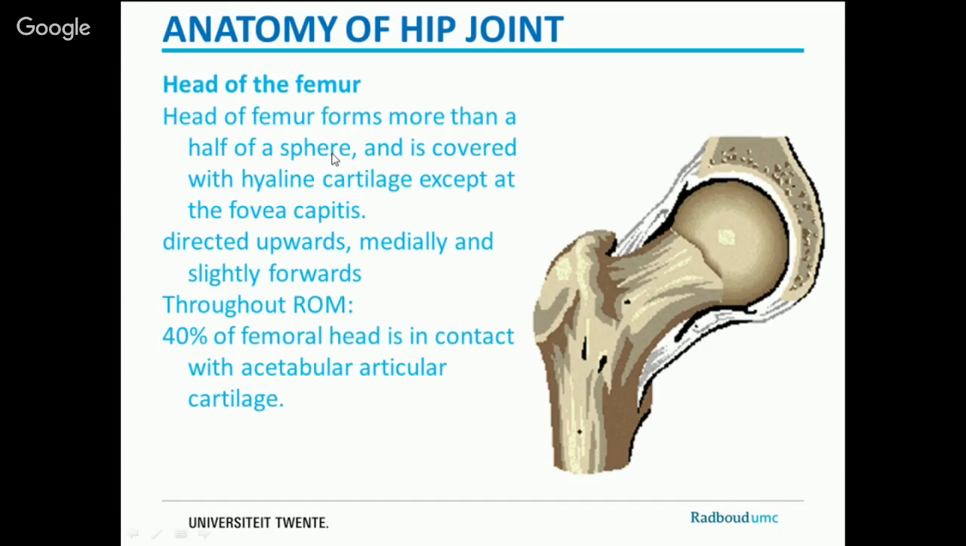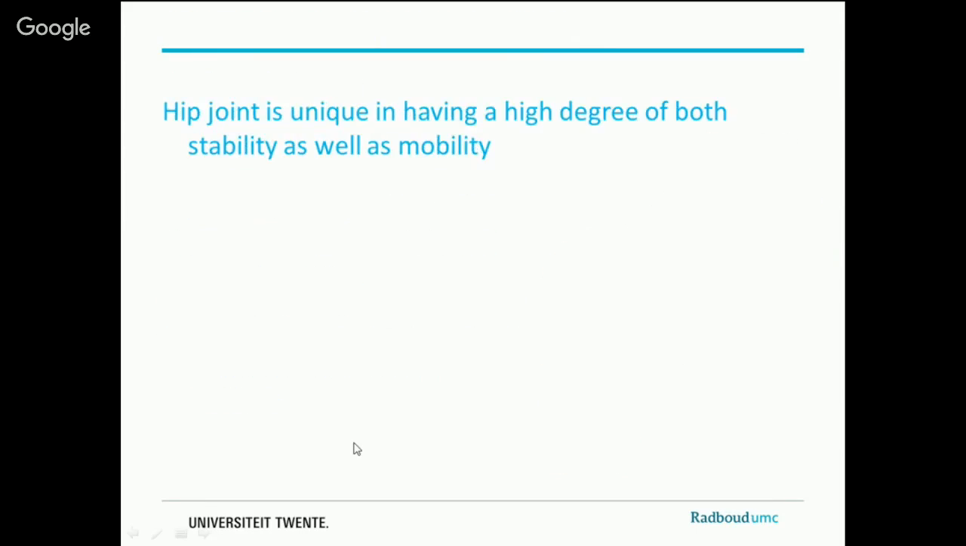The head of the femur forms more than half a sphere, so you can see that it's more than half a sphere, and it's covered with hyaline cartilage, except for that area where the ligamentum teres is, and it's directed upwards, medially, and slightly forwards. I come back to that. Throughout the range of motion, there is about 40% of contact.